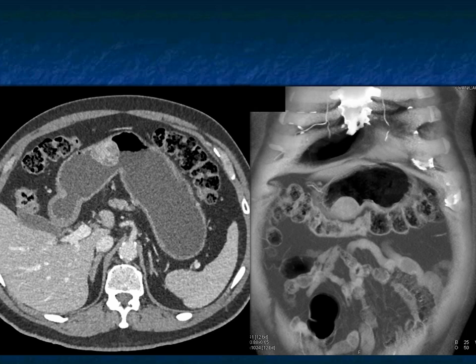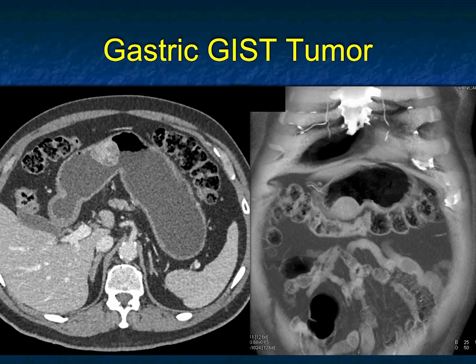Could it be an ectopic pancreas? That's a thought. Could it be a carcinoid tumor? Neuroendocrine tumors are indeed a possibility. This will get biopsied and eventually resected, and this ended up being a GIST tumor. Again, I would have considered carcinoid, GIST tumor, ectopic pancreas if I wanted to be fancy.